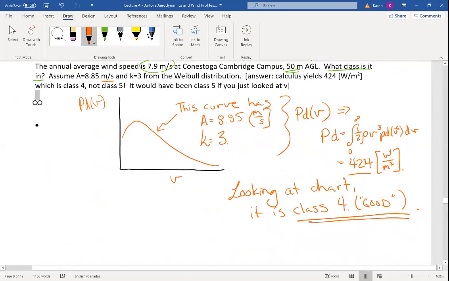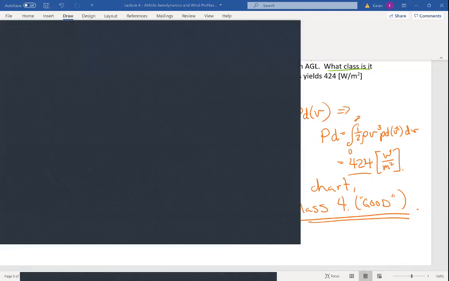This example, more like an illustration, is just meant to show you that you need to use a Weibull distribution. You need A and K. You need to do the calculus in order to find the right classification of the strength of the wind, based on the correct power density, not based on average velocity that you would get from the wind energy atlas.